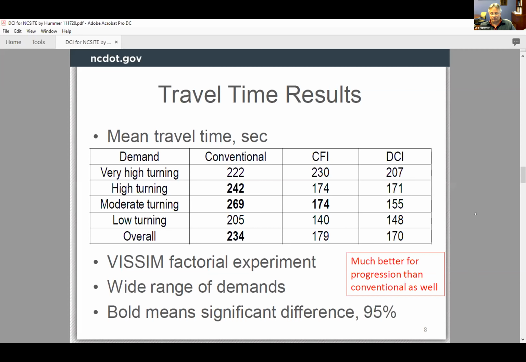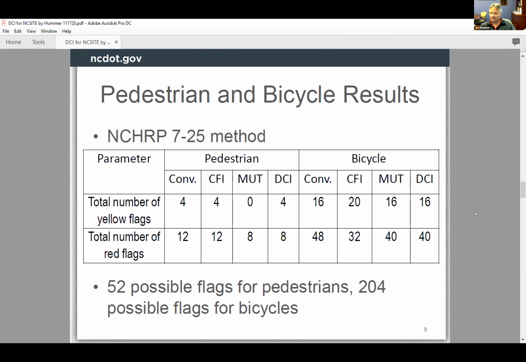One other factor in favor of the DCI is better progression than the CFI. CFI is good, but DCI, as far as timing those signals and getting everybody through with 0 or 1 stops, is easier at the DCI. So overall, bottom line, you can see there, DCI a little bit better than the CFI, not statistically significantly different, 170 versus 179, but compared to the conventional at 234 seconds per vehicle average, quite substantial difference.